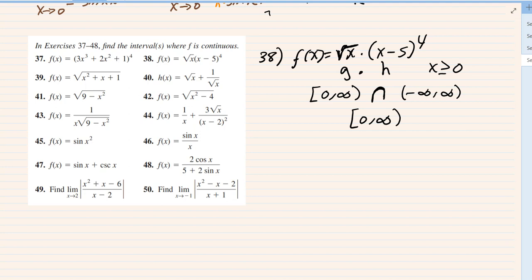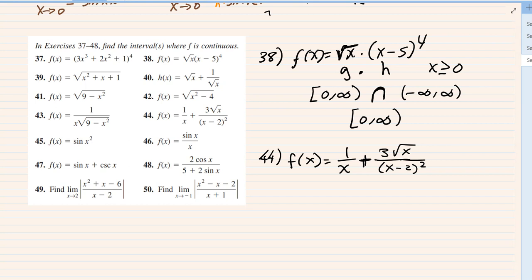Let's take a look at number maybe 44. In number 44, we have f of x is 1 over x. So again, this is an oblique hyperbola, right? So we have this one, and we're looking at sum of two continuous functions over the respective domains. 3 root x over x minus 2 squared. So we have rational numbers in here, right?